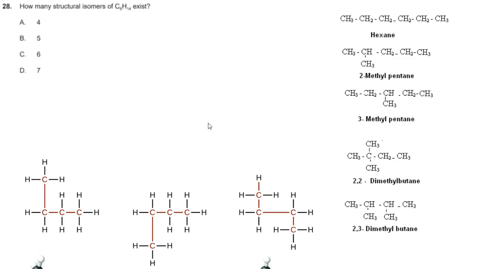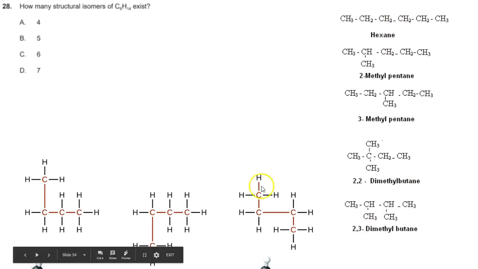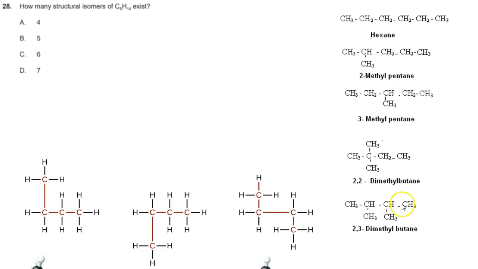How many structural isomers of C6H4 exist? There are 5. They're shown right here on the right. A lot of you guys drew some isomers like this. Remember, these are all the same. Doesn't really matter if you draw them like this. All of the bonds here are all the same. These are not different isomers. They're all the same. These, however, are all different isomers. There are 5, so B.